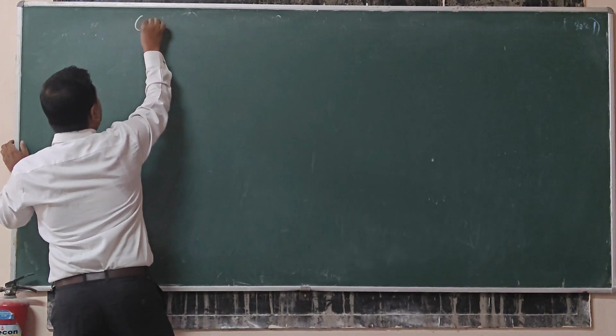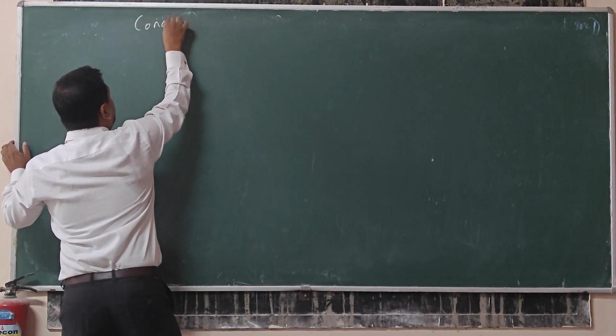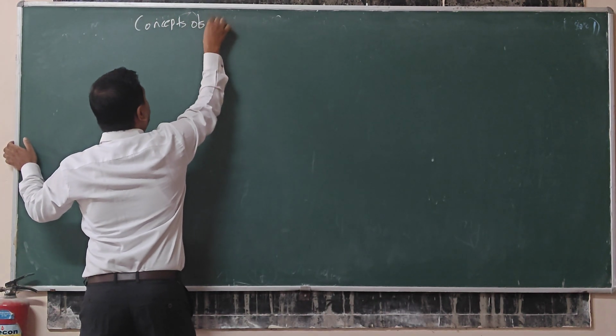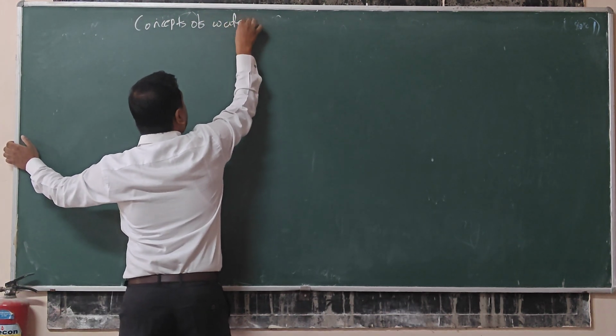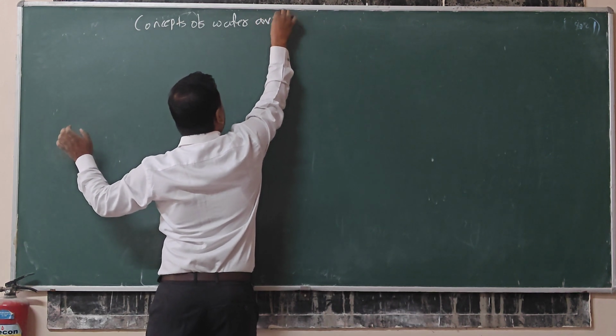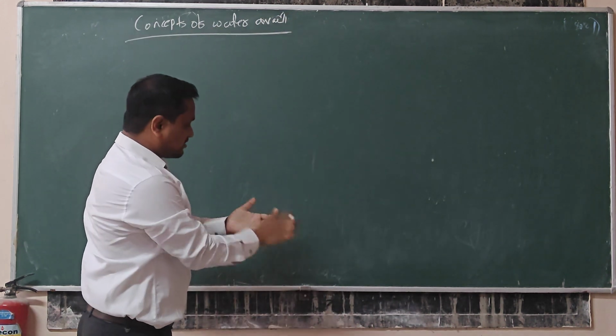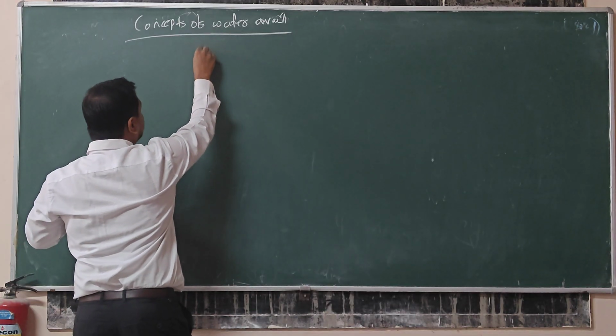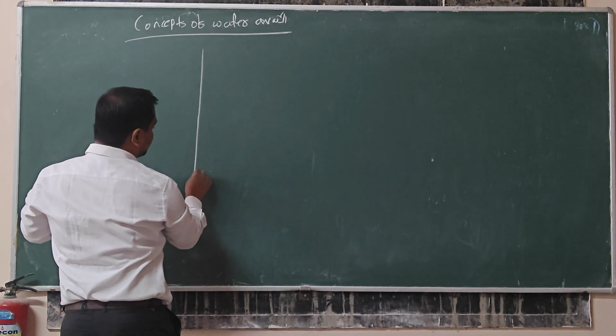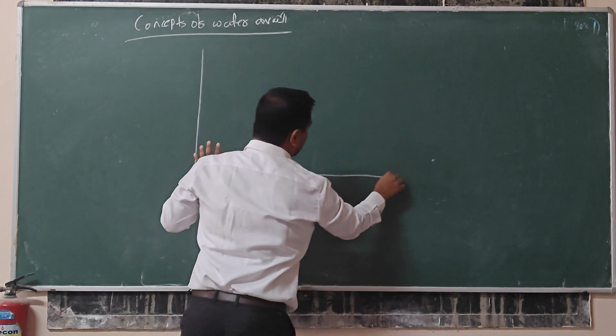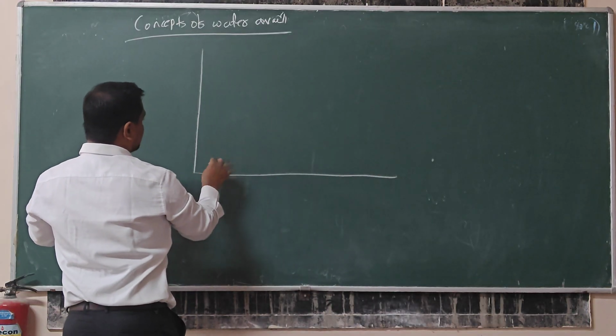Concepts of water availability. Okay, so in this concept, the first scientists who actually gave their hypothesis were Veihmeyer and Hendrickson.